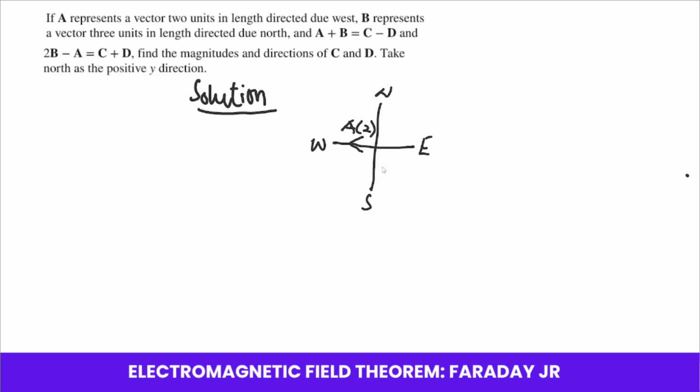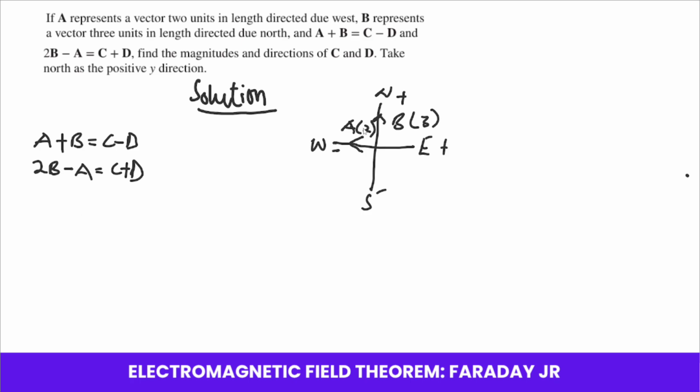Then B represents a vector 3 units in length directed due north. So our B will be directed due north, and this is the positive. So let's assign, and this is B. Now B is 3. So we're given equations where A plus B is equal to C minus D, and another, 2B minus A equals C plus D. So you have to find the magnitudes and the directions of C and D.